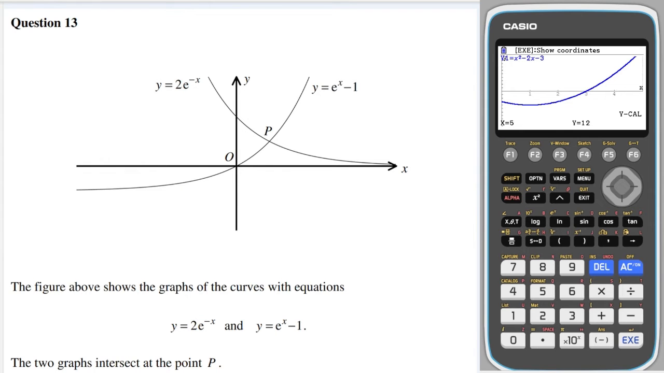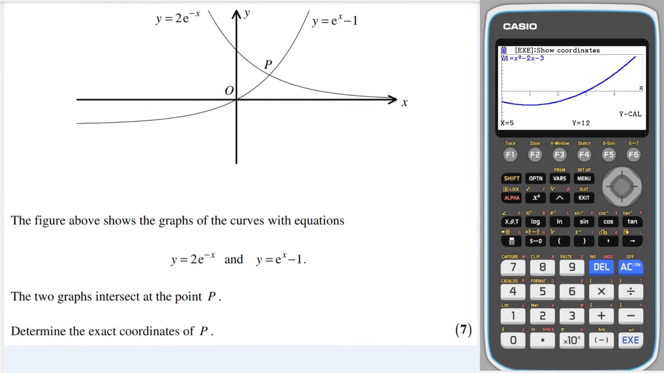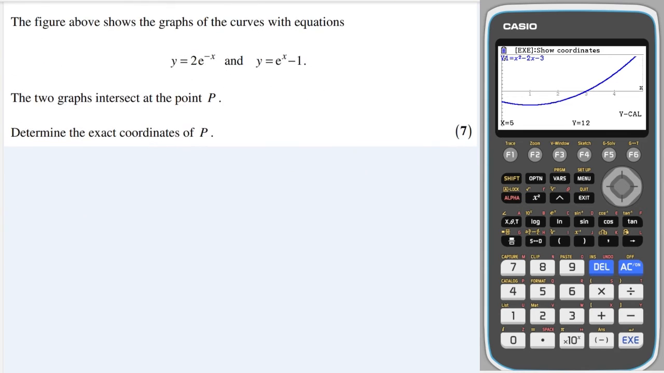Okay, question 13. You've got two curves and they intersect at the point P. Find the coordinates of P. Right, straightforward. Let's do 2e to the minus x must equal e to the x minus 1.